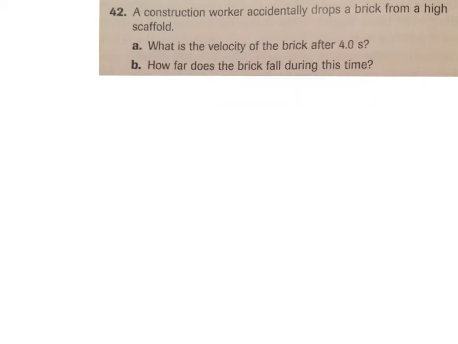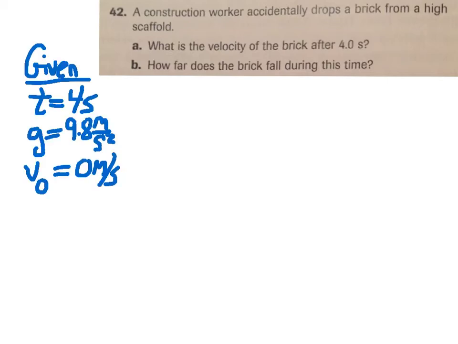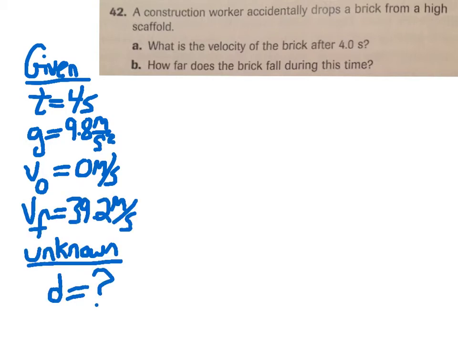Now part 2, letter B says, how far does the brick fall during this time? So how far means distance, and we've got the same amount of time. We have acceleration due to gravity, so we still know a lot of information from before. We can go ahead and add the final speed from before. It may or may not be important, but we can at least write it down. And like we said, we're trying to find out how far it fell.